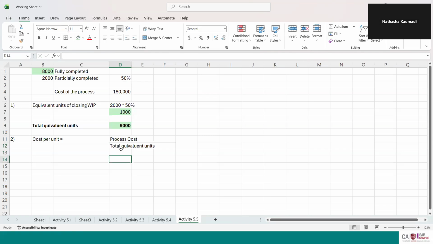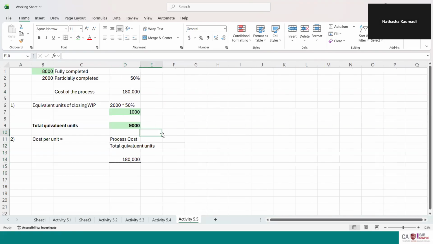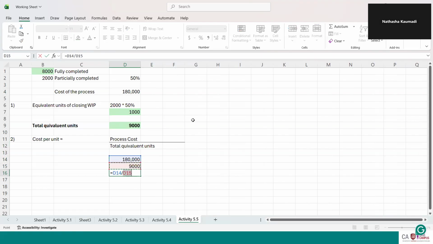Right. How much is the process cost? 180,000. This divided by total equivalent units. How many equivalent units are there in total? 9,000. Then what is the cost per unit? 180,000 divided by 9,000, 20 rupees.